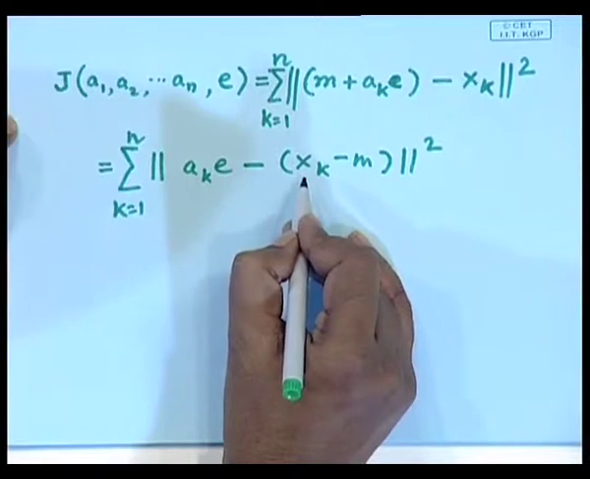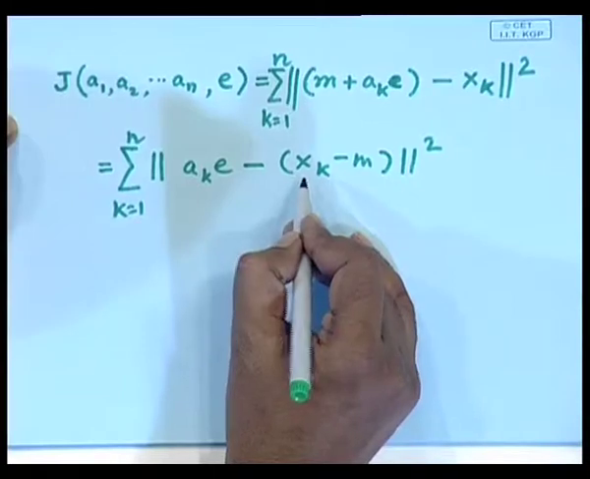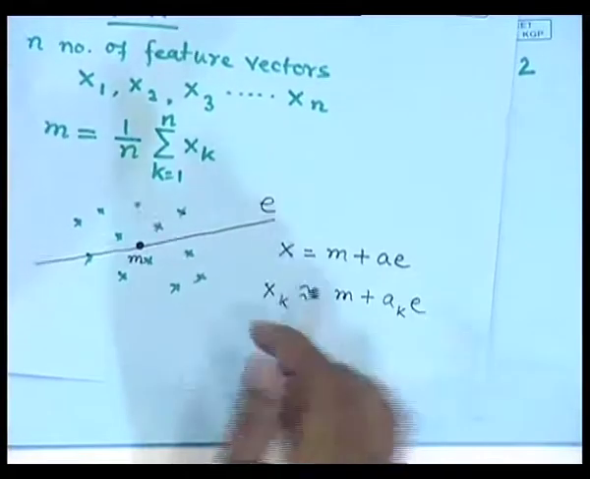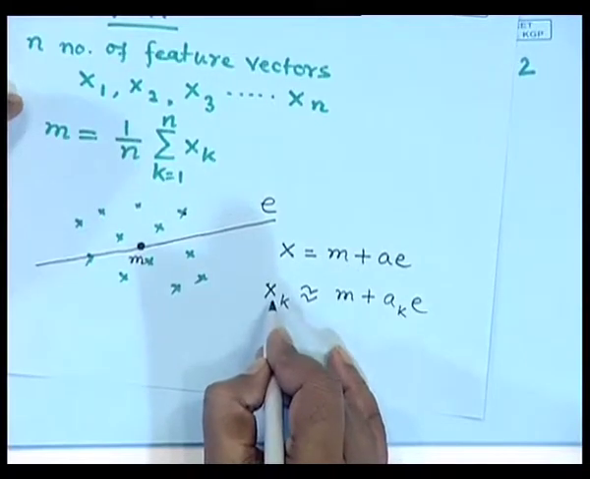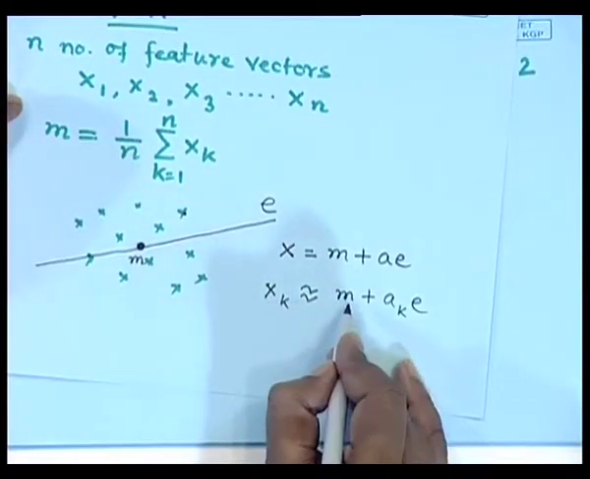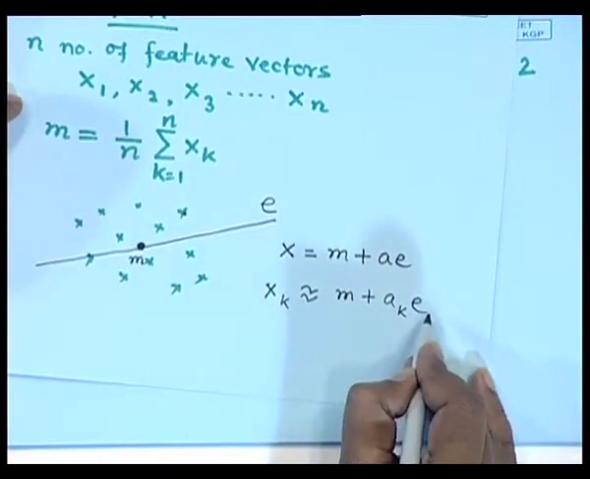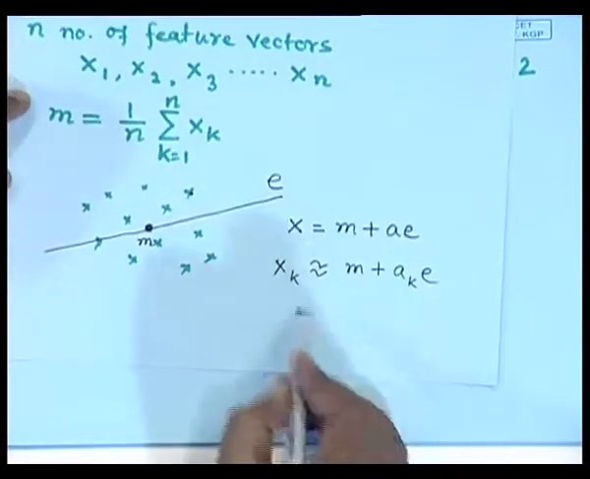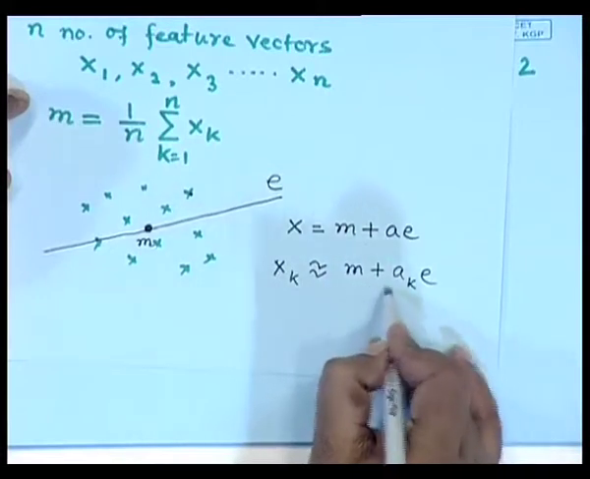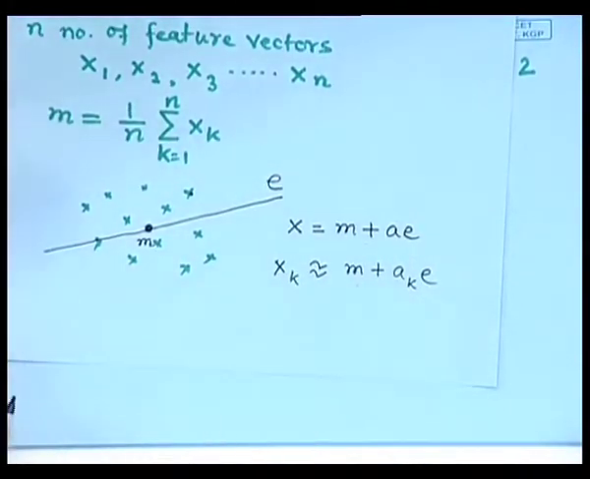Someone asks whether the x k in the first line is the same as the previous one. Here, x k I am representing as m plus a k into e, meaning the projection on that line. See, otherwise how do I get the error? This x k is my original point and this is the projected point. So, the difference between the original point and the projected point is my error. I am trying to estimate the error.